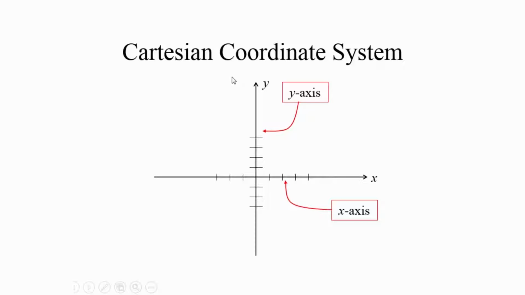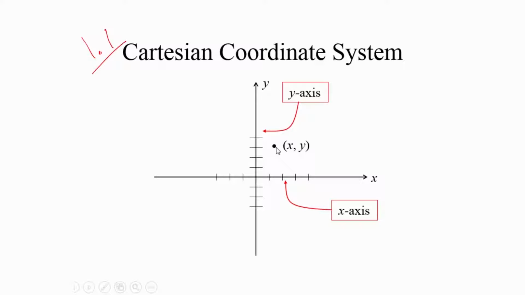Start with section 1.1 in your book. Section 1.1, Cartesian coordinate system. Again, the Cartesian coordinate system is where you have the x-axis, or the horizontal axis, and the y-axis, which is the vertical axis, right?